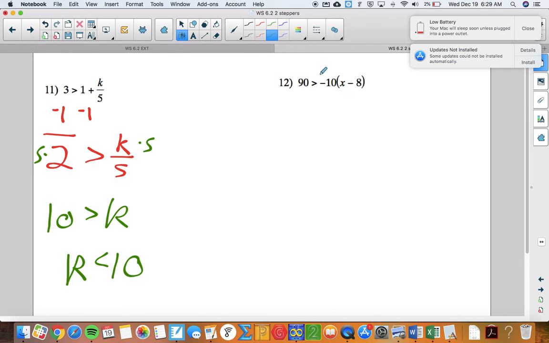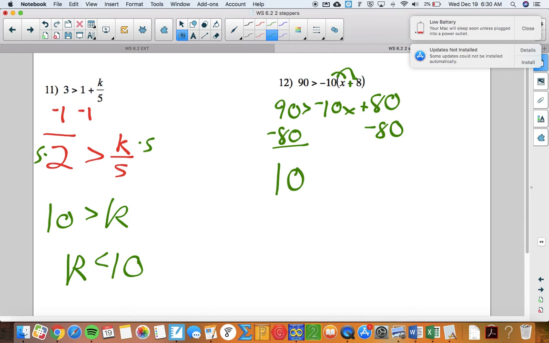Last but not least, when we distribute here, we get negative 10x, and then careful, negative 10 times negative 8 is positive 80. We're multiplying as we distribute there. So we'll subtract 80 to undo adding 80. We get 10 is greater than negative 10x. So to solve for x, I'll divide by negative 10 to undo multiplying by negative 10.